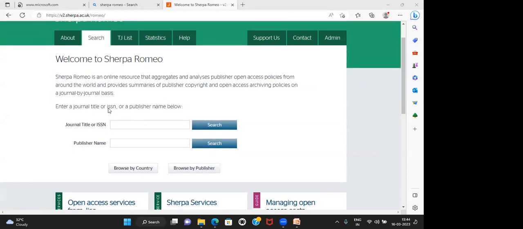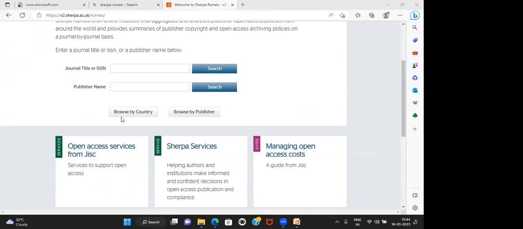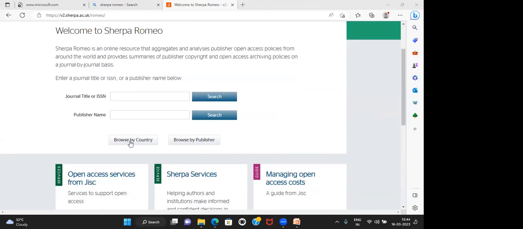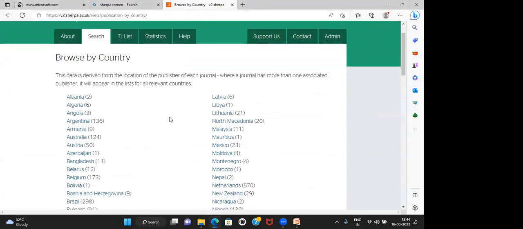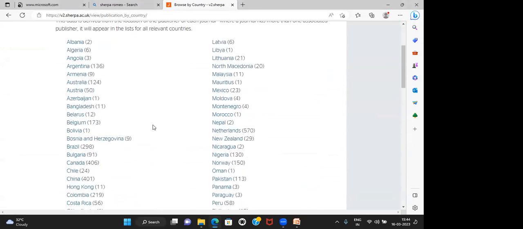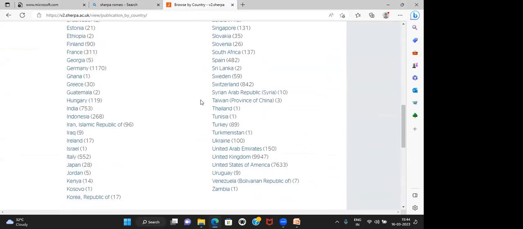And you find here two search options. We can search by journal title or ISSN number, and also by publisher's name. You also find two browse options. We can browse by country, and also by publisher. Now let me start with browse by country first. Here you see the list of country names arranged alphabetically from Albania to Zambia.